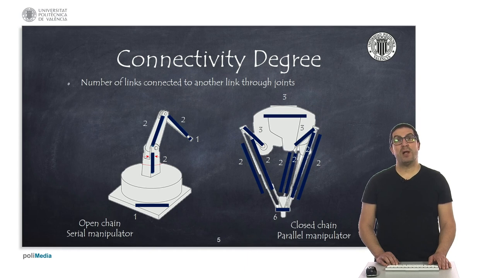In the case of the parallel robot, the base has a connectivity of 3, although this should not be taken into account to be considered as a parallel robot, remember. The remainder of links have different degrees of connectivity, 2 or 3, or even 6 for the end effector.